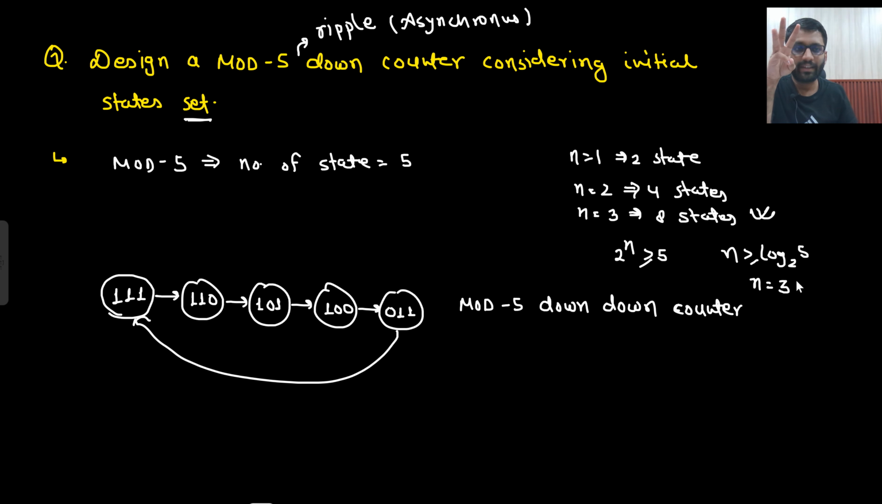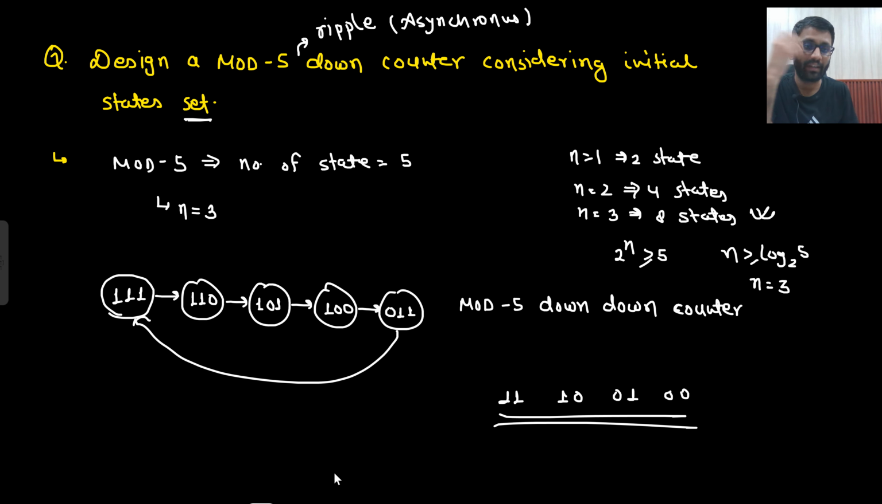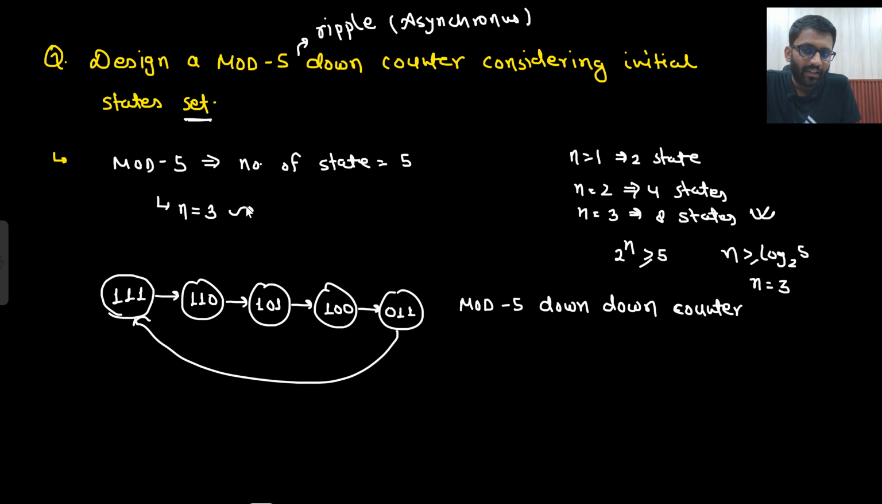So you would need at least 3 bits to get 5 states. If I were using only 2 bits, I would get 1 1, 1 0, 0 1 and 0 0, so only 4 states, but I need 5 states. Certainly I need to use 3 bits. And if I want 3 bits in my output, that means I need to use 3 flip-flops.